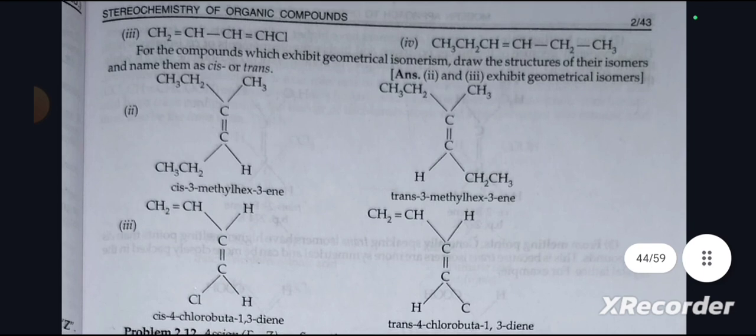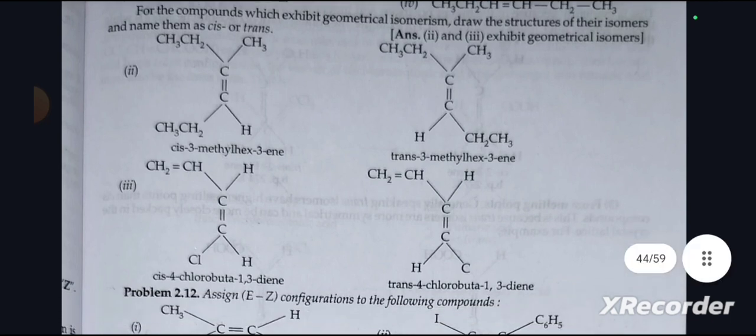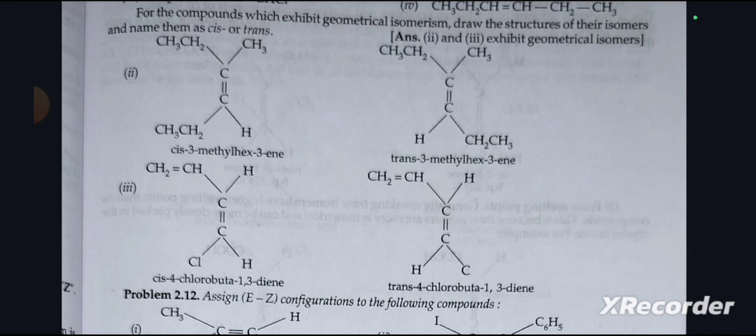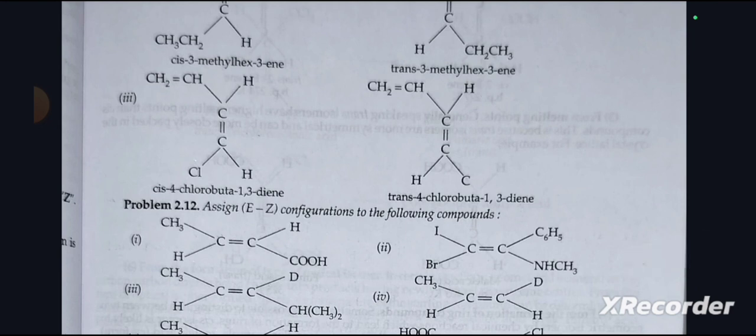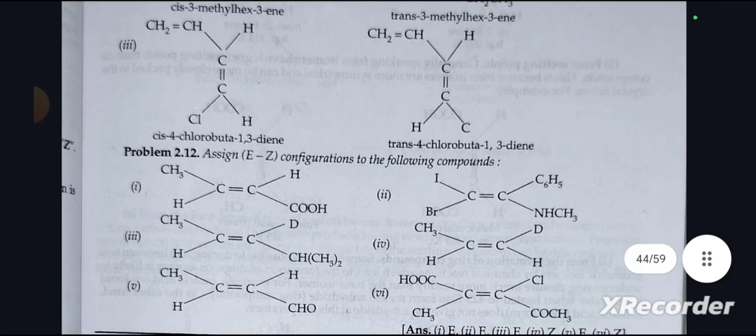Second, CH3CH2C(CH3)=CHCH2CH3: cis-3-methylhex-3-ene, and trans-3-methylhex-3-ene. Third, CH2=CH-CH=CHCl: cis-4-chlorobuta-1,3-diene, and trans-4-chlorobuta-1,3-diene.